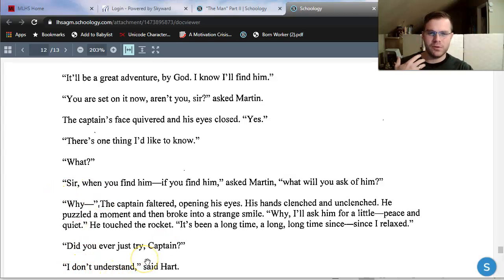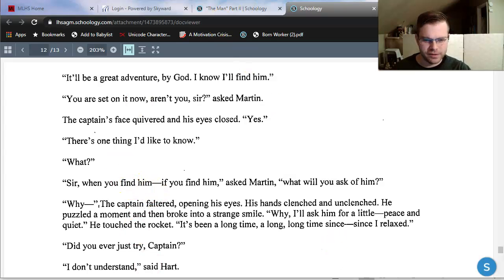Hart is not looking for real faith after all. He's just looking for Jesus himself, for his own accomplishments. When Martin says, "Did you ever just try?" he's saying, look, Captain, you can find him right now if you just tried. And Hart says, "I don't get it." Hart will never come to faith. He is a symbol of unbelief.